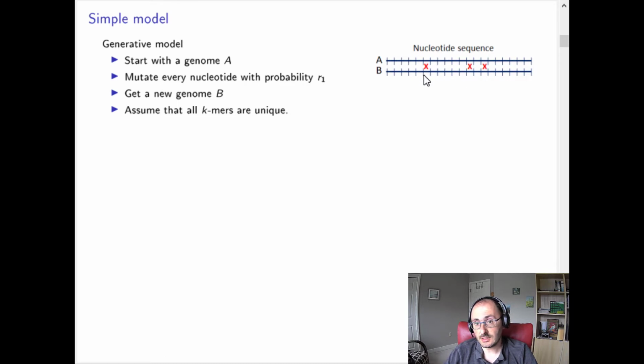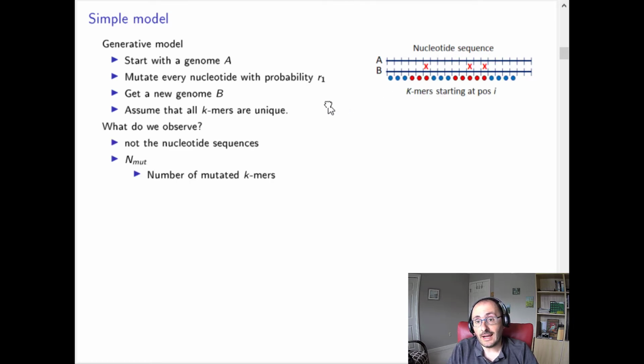The one key assumption that we make in our model is that all the kmers are unique. In other words, A does not have any duplicate kmers, and any of the new kmers that are created as a result of the mutation are also new with respect to A.